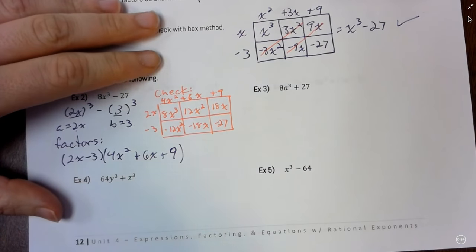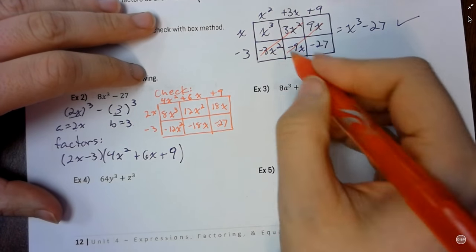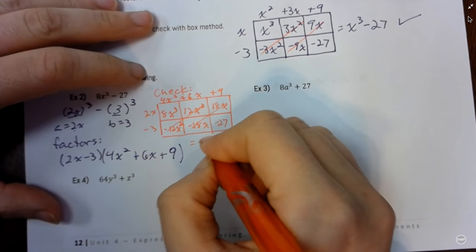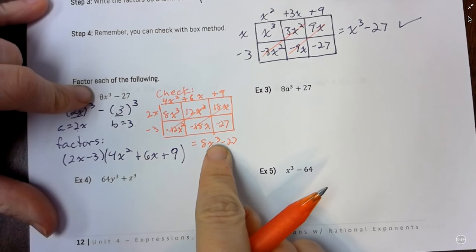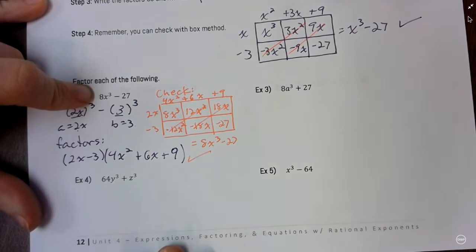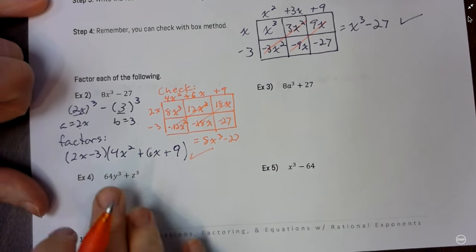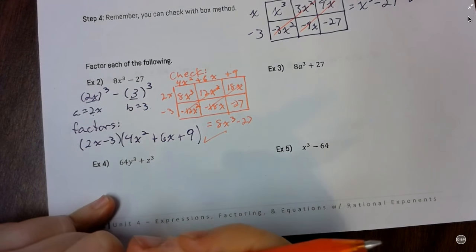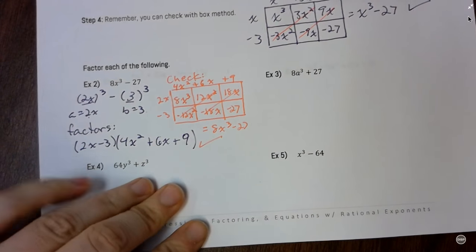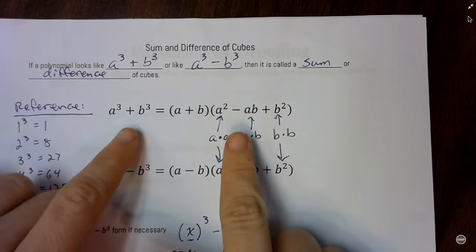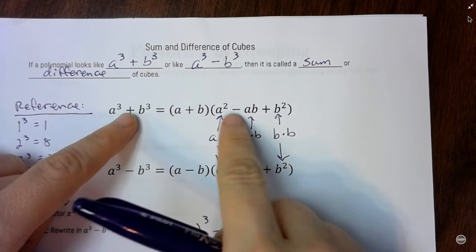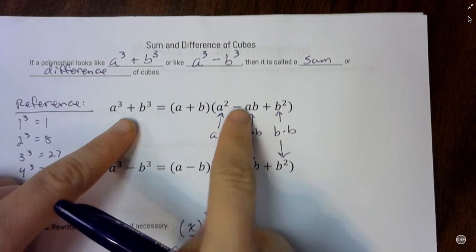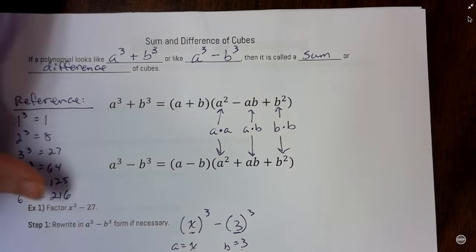So I've checked my work, and notice again that the like terms on the diagonals cancel each other out, leaving us with 8x cubed minus 27, which is what we started with, which means our factors are correct. So then let's look at example 4. Example 4 is a sum of cubes, but the only thing that changes out of this whole procedure is that these two signs are different. So before when we had subtraction and addition, now we're going to have addition, subtraction. It's the only difference. Otherwise, it's the same thing.